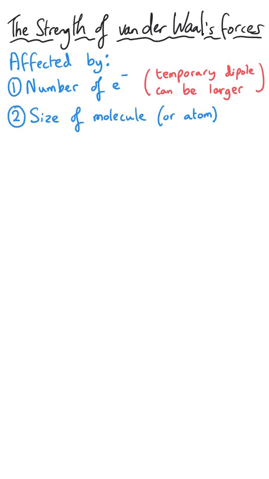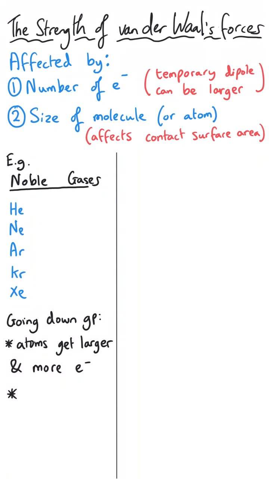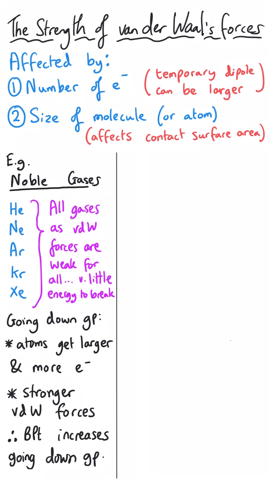Additionally, the size of the atom or the molecule can have a huge difference because this can affect the surface area of contact between the two different substances. So, for instance, the group 0 elements, as we work our way down the group, the atoms get larger and they have more electrons, and so as a result, the van der Waals forces between these group 0 elements will increase and the boiling point will increase as we go down the group.